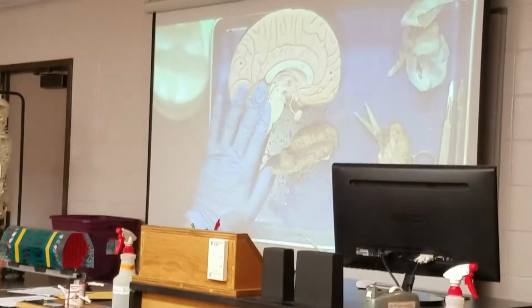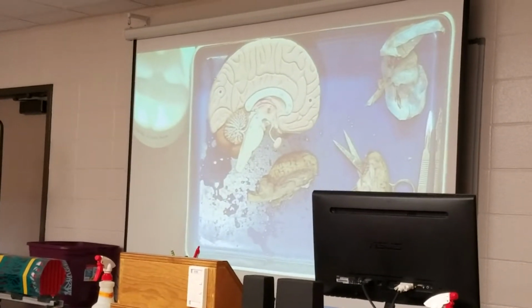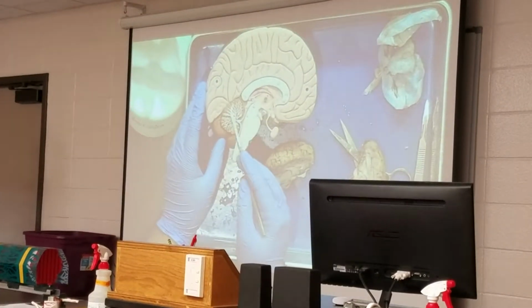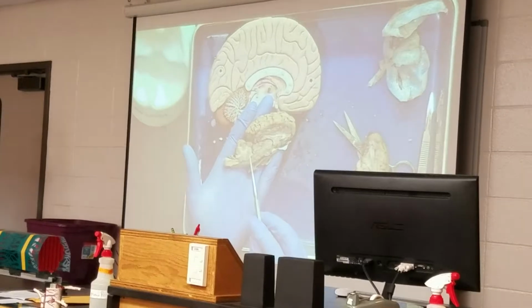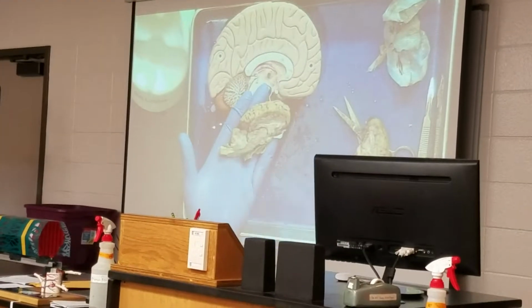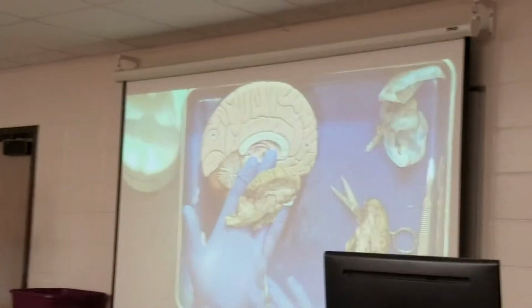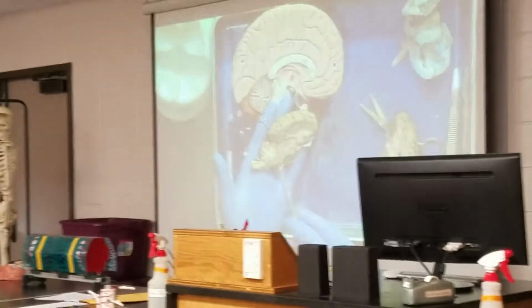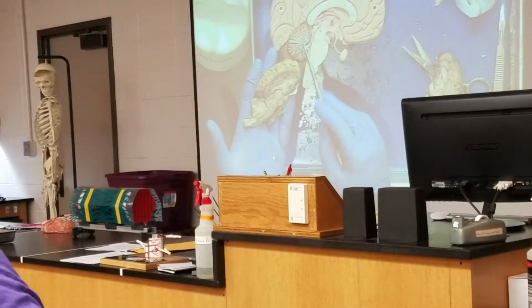In the cerebellum, we have a really nice structure called the arbor vitae. It's the tree of life. This is it, the white tree right here with all the branches. You can also see it here in the cerebellum. That's the arbor vitae, the tree of life. It's right here on the sheep brain. It is right here on the human brain.